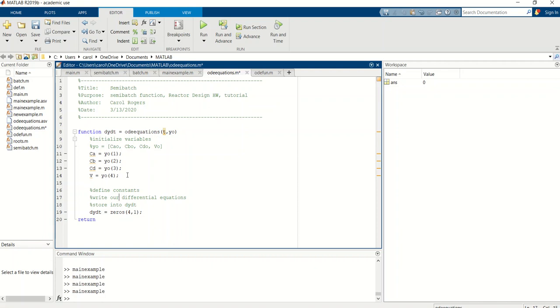So I'll skip defining the constants for right now, just so that we can see the process behind the differential equations first. A lot of people try to jump right into writing the differential equation like this: dv ca dt equals negative k1 times ca times cb times v. And whenever I do that, we're going to get an error here called a parse error.